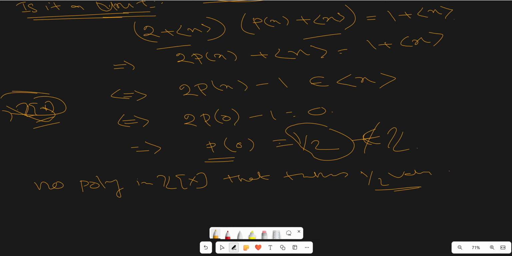So that takes half value. So this 2 plus this is not a unit. So if it is not a unit, it must be a zero divisor. So it has a zero divisor.